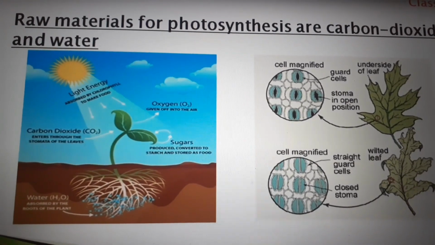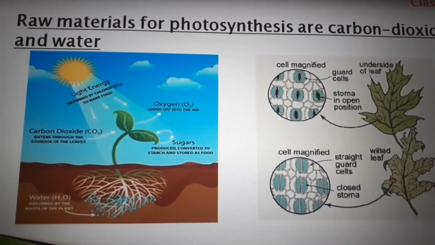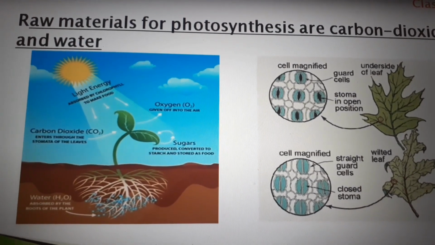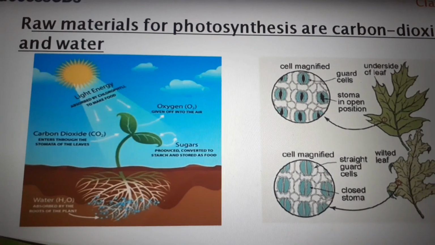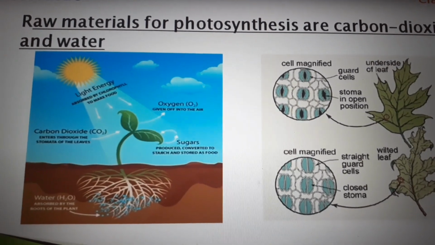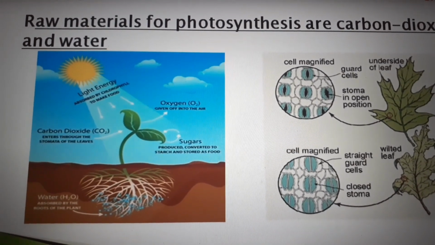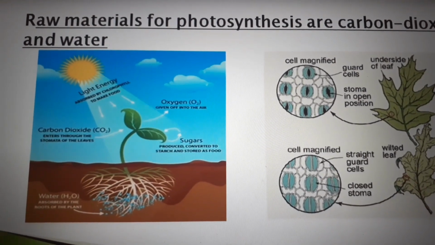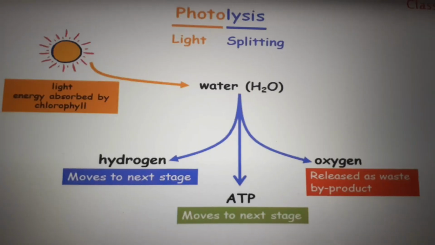Raw materials for photosynthesis are mostly carbon dioxide and water. The carbon dioxide is absorbed from the atmosphere and water is absorbed from the soil through roots. The exchange of gases takes place through the stomatal pores. In the right side diagram, we may see the opening of stomata, and below, the closed stomata.